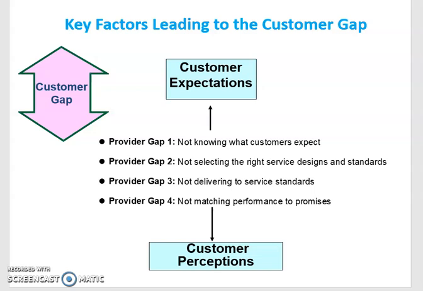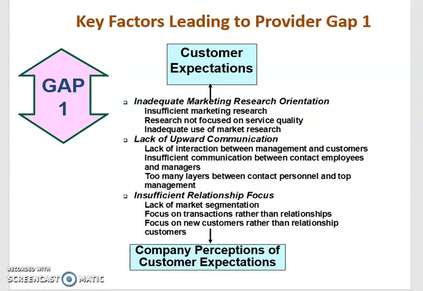Then, without taking much time, let us move to the first model, called the gap 1 model. You can see the key factors which usually lead to gap 1 are two factors. One is the customer expectations, and the second factor is the company perception of the customer expectations. The text highlighted using bullet points indicates the three important sub-factors which contribute to the existence of gap 1.